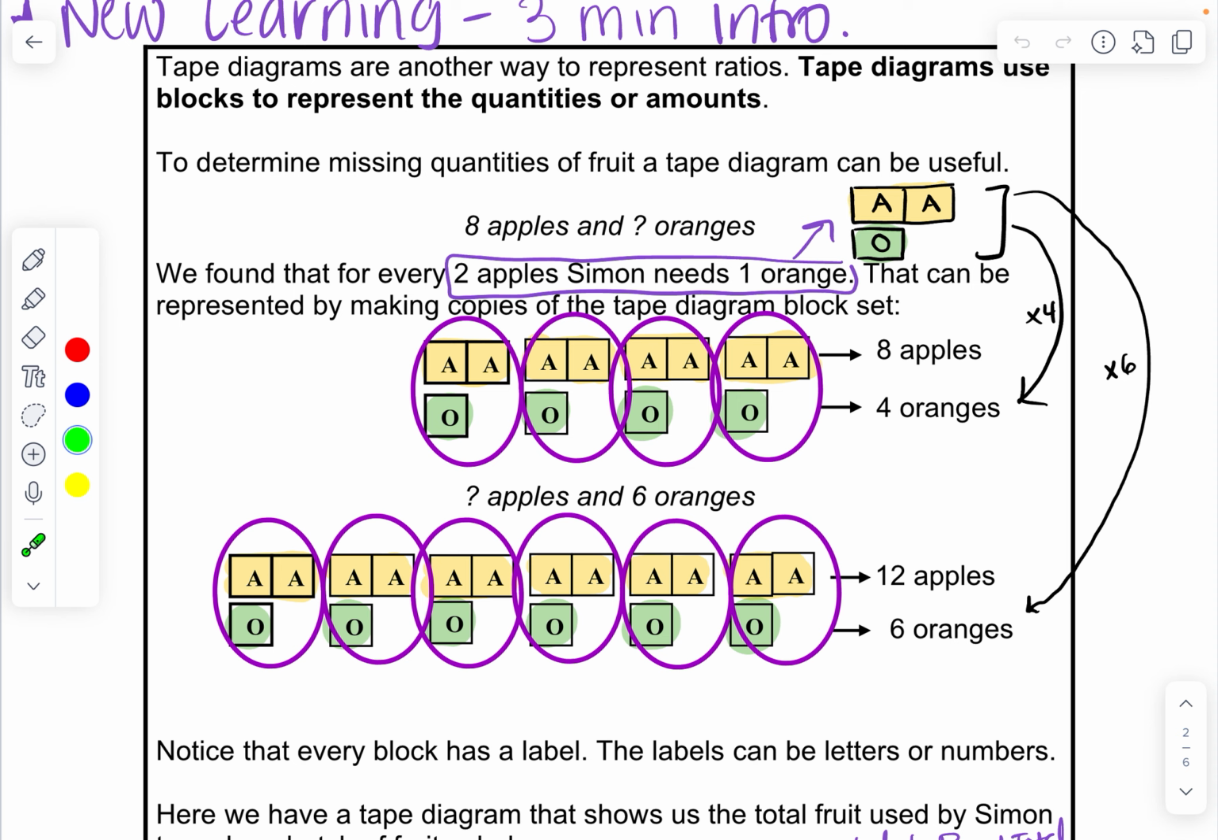That is the same thing like saying I started out with 2 apples and 1 orange, and then I multiplied by 6. I multiplied each of my values. I multiplied my apples by 6 and I multiplied my oranges by 6. In this example, I multiplied my oranges by 4 and my apples by 4.